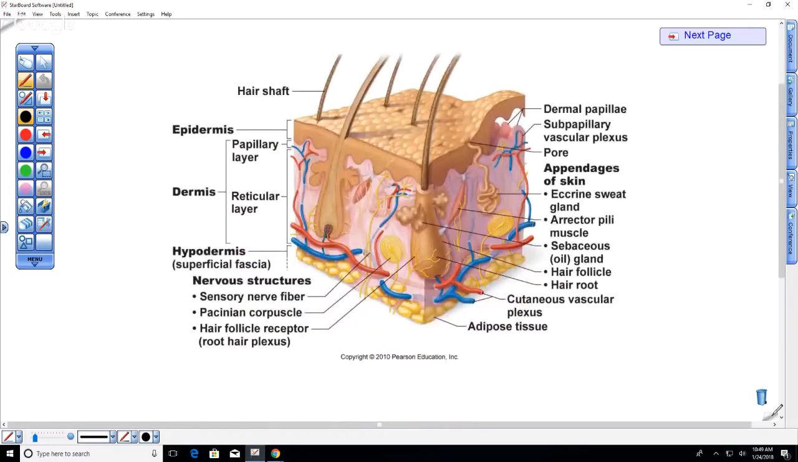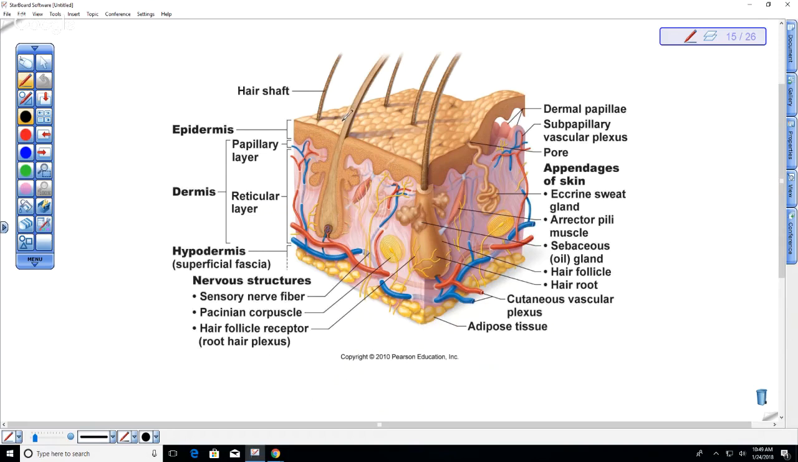Okay, so if we look at the skin, you should be able to identify the epidermis, the papillary layer of the dermis, and then the reticular layer of the dermis, and then this hypodermis, which is the superficial fascia right there. So if we look at the structures of the dermis, we'll notice that there are other things involved.